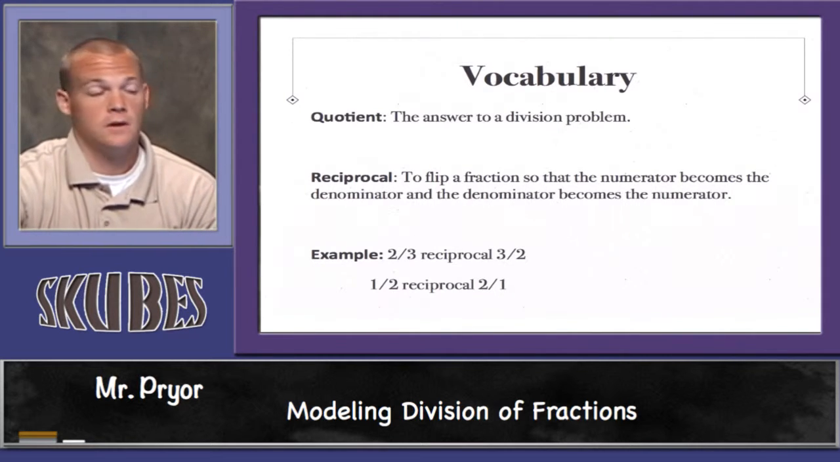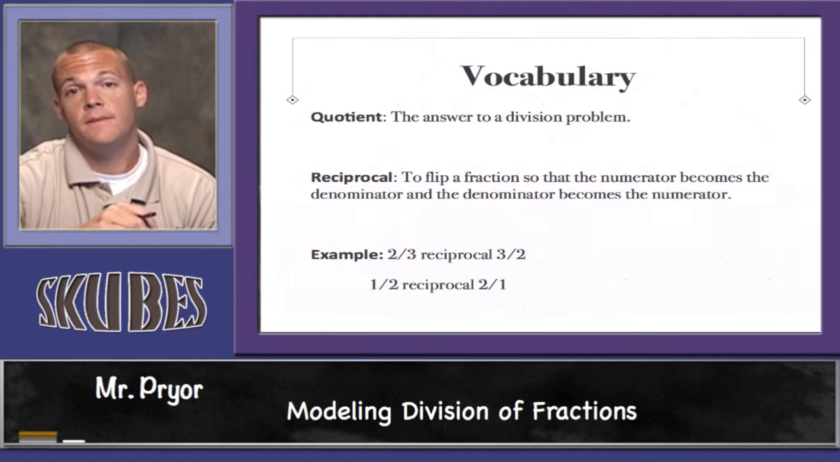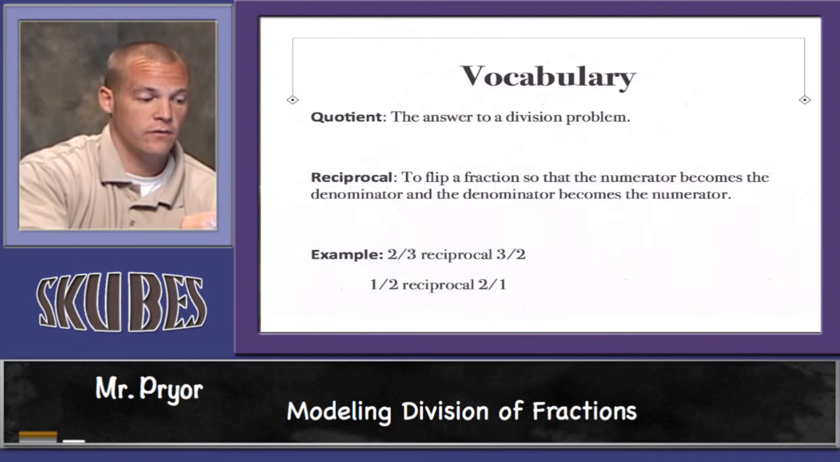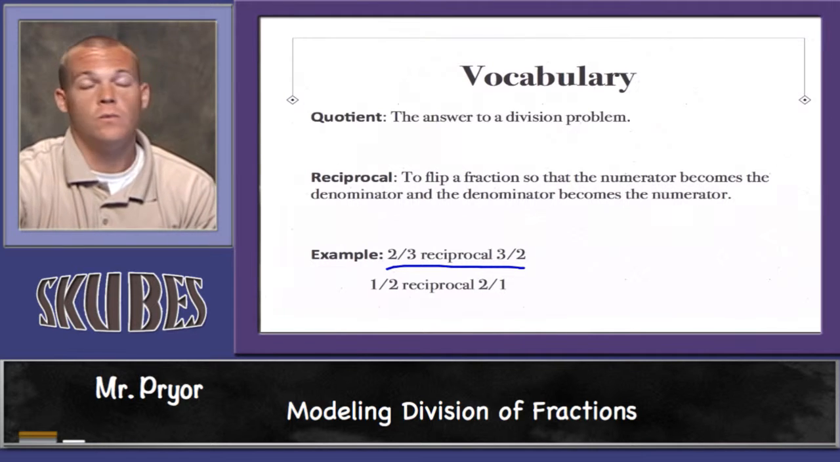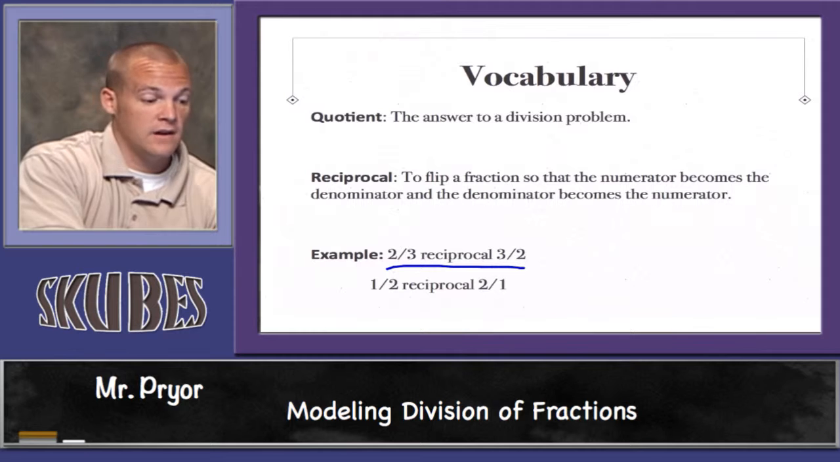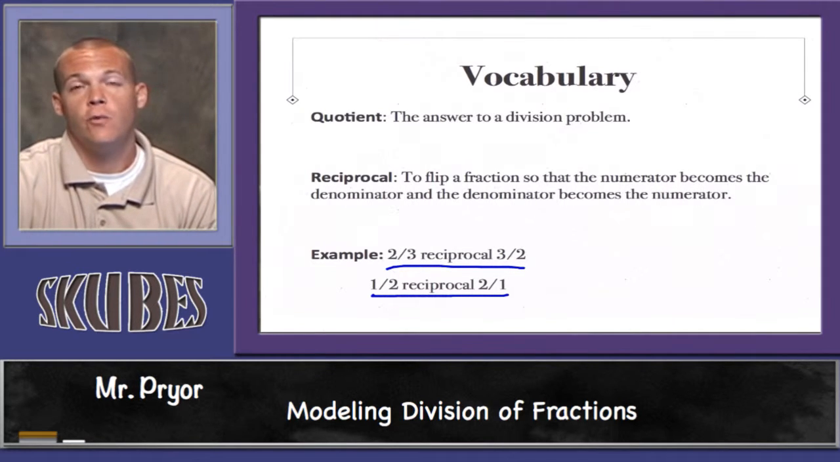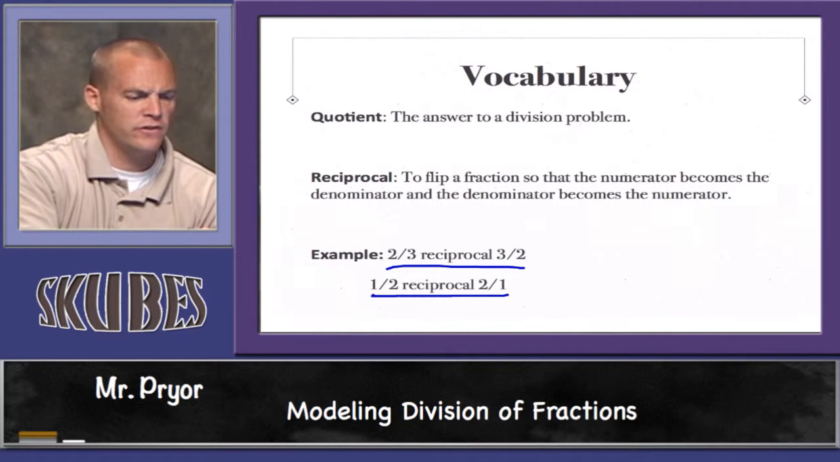A reciprocal. A reciprocal is when you flip a fraction over. Basically, the numerator becomes the denominator, and the denominator becomes the numerator. So for instance, down here in our examples, you can see I have 2/3. When you do the reciprocal of 2/3, you get 3/2. And then the second example down there is 1/2. When you do the reciprocal of 1/2, you get 2/1, which we can also just call 2. We're going to be using those in this process today.